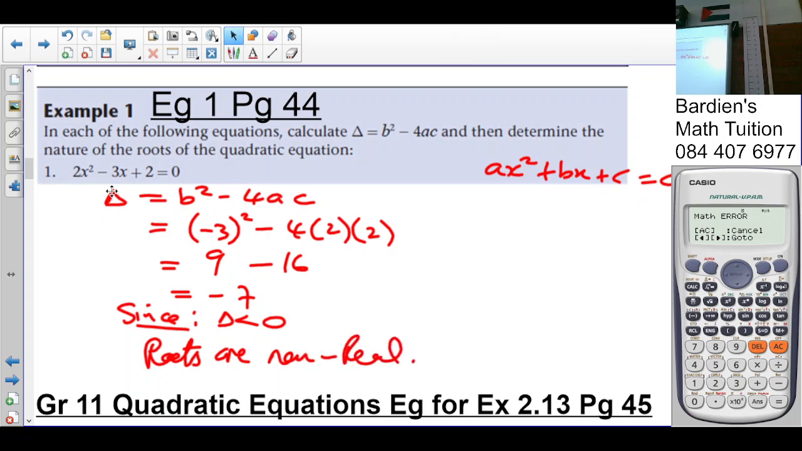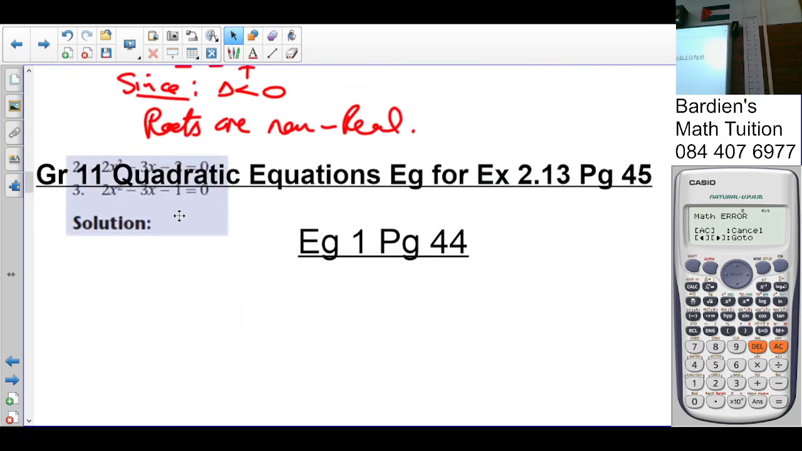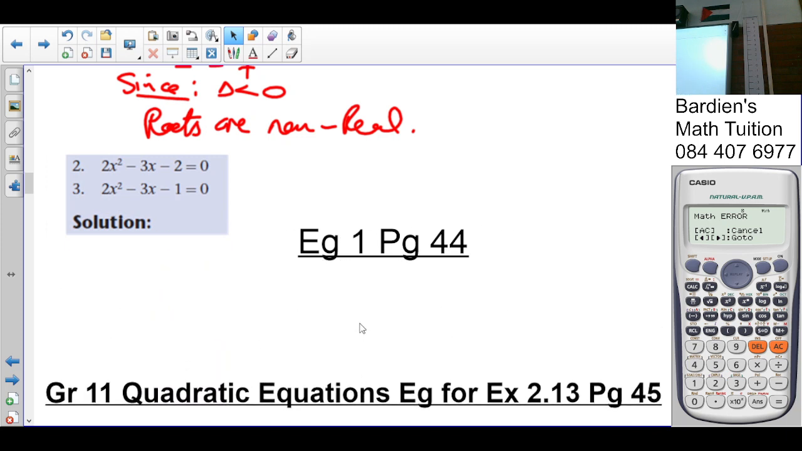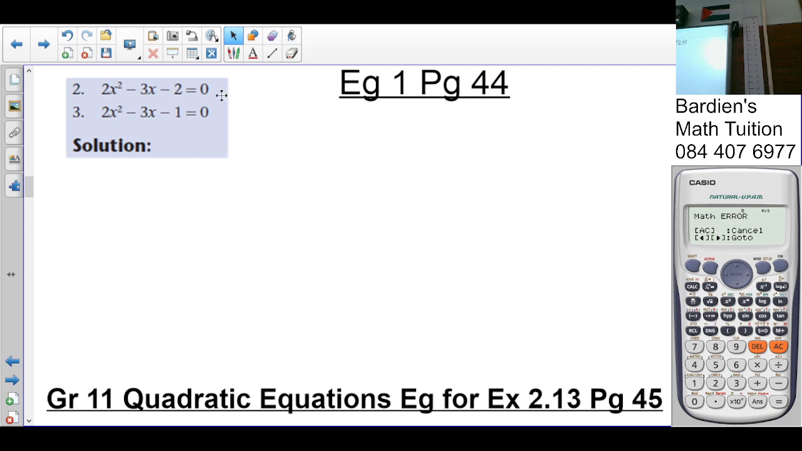When something non-real, if it's under the square root, is negative. Okay. Let's look at number 2. This is still part of example 1. There's a second of its examples here. Look at number 2.